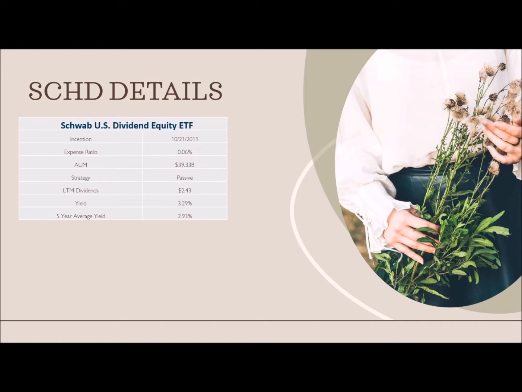And like I said before, the last 12 months of dividends on this one, you get $2.43, which is a current yield of 3.29%. And that compares favorably against the average yield that you could have gotten in the past 5 years of 2.93%. So on average, it's a better deal today than it was in the past 5 years. There have been better times from a yield perspective to buy this one, especially in the doldrums of 2020.